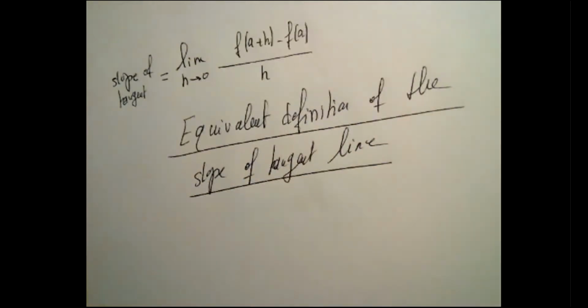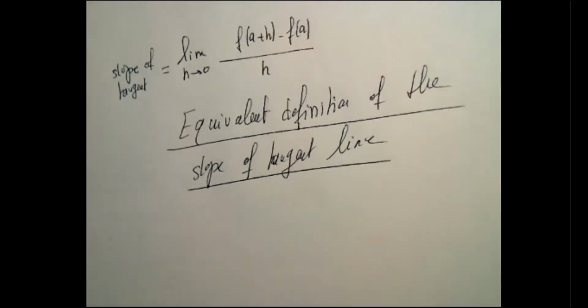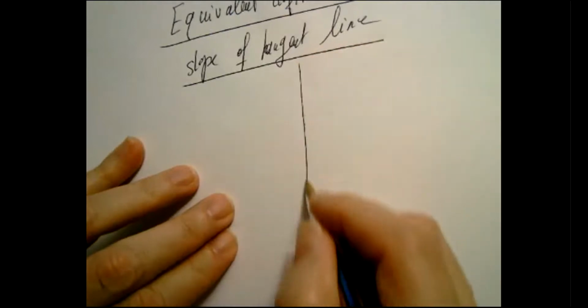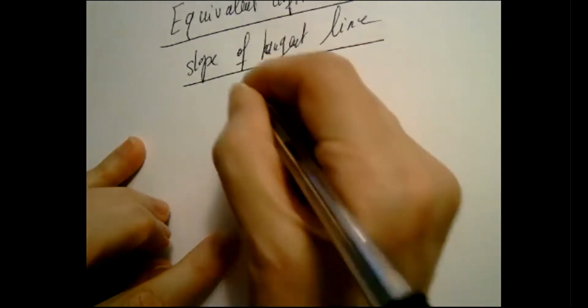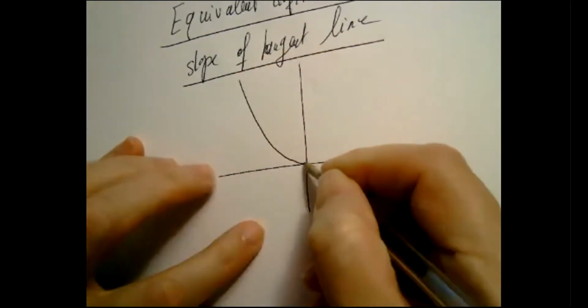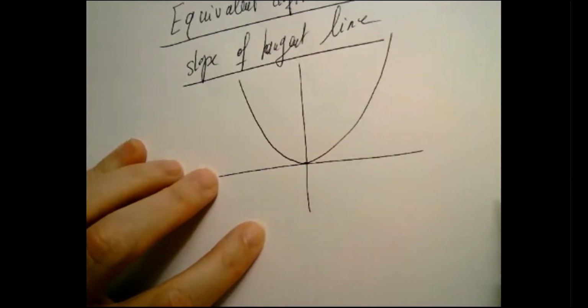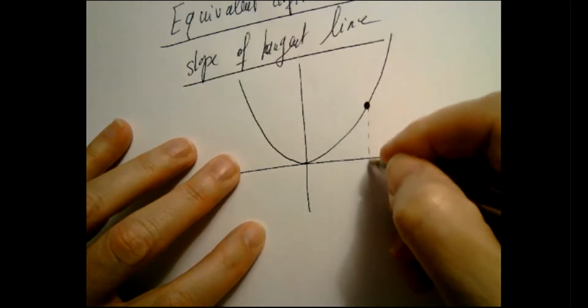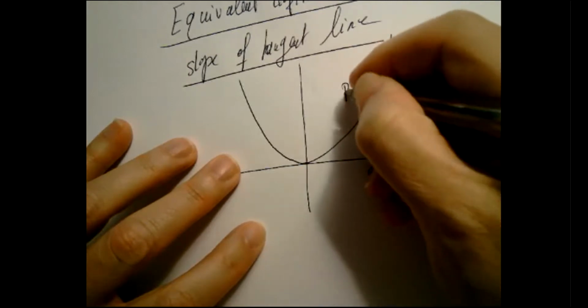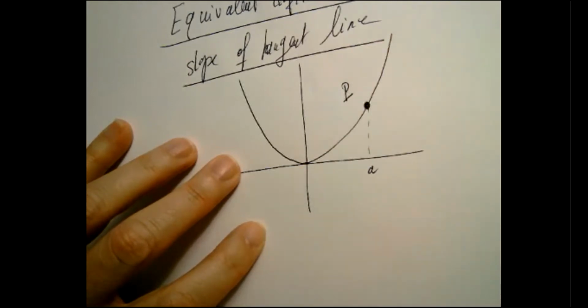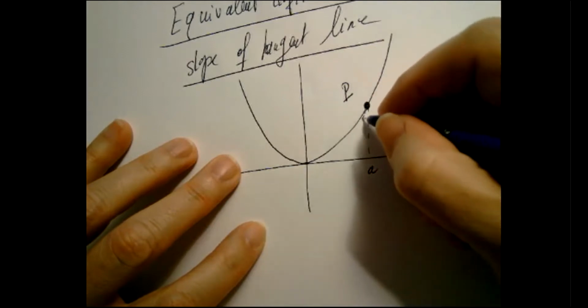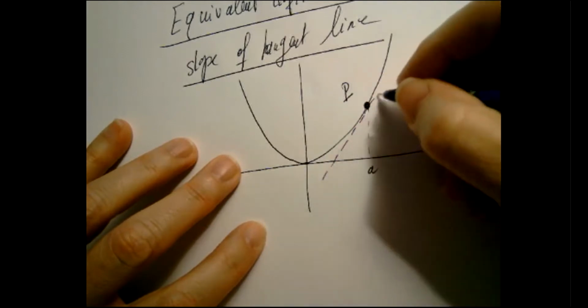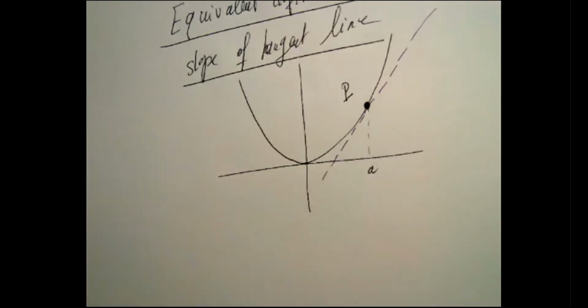Okay, equivalent means it's the same definition, but written in a different way. All right, so here we are. Again, I'm going to draw the graph. It doesn't have to be x squared, my apology, just any graph. And this is my base point, this is my point P. And this is my tangent line here.